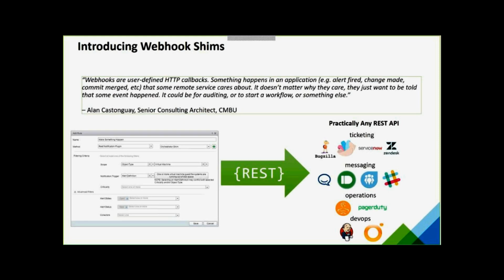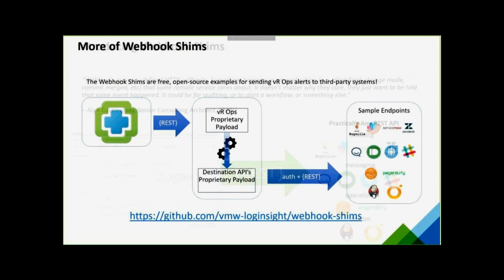But the good news is that most of these shims are now available on GitHub. I'll probably just jump over to the GitHub link. These are some for Log Insight, which work for vROps as well. You can get to that GitHub link, get those webhook shims and deploy them in your environment if you need to. We'll be able to forward alerts to various different systems, some of them the sample endpoints I've mentioned on this slide.